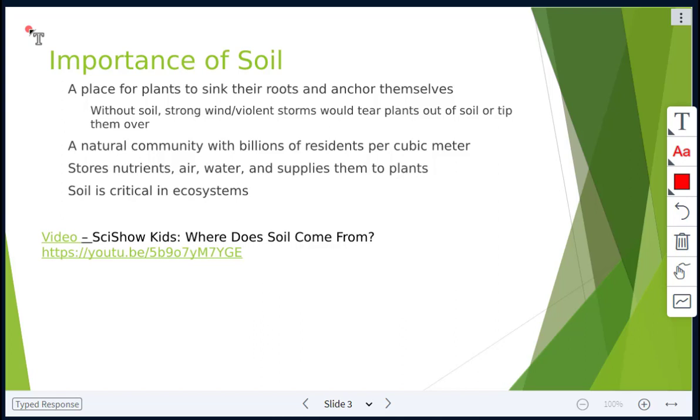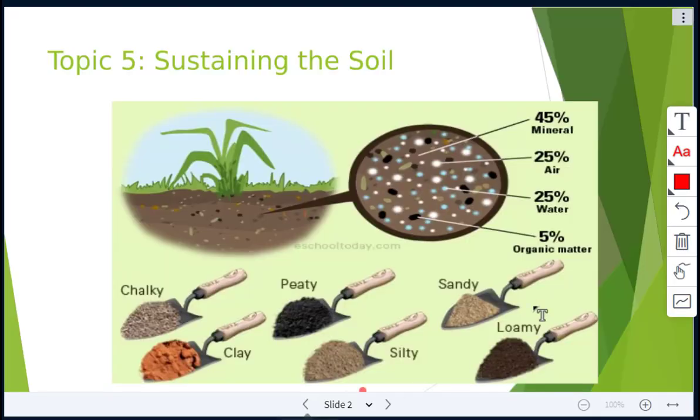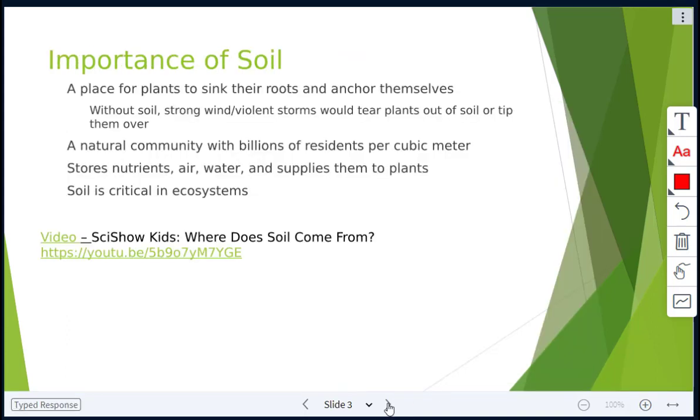All right, a natural community with billions of residents per cubic meter. Soil is made up of lots and lots of organisms, and it also stores nutrients, air, and water, as well as supplies them to plants. Like I showed in the beginning, it's made up of minerals, air, water, and organic matter.